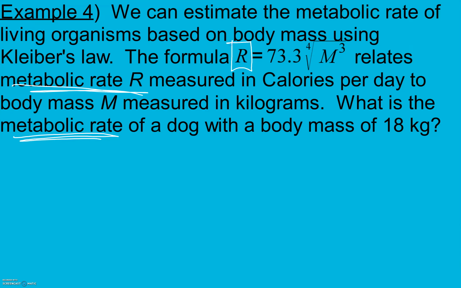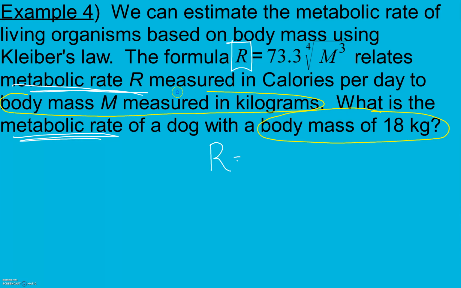We don't have to solve this at all. It's already solved for R. So we're looking for R based off a body mass of 18 kilograms. And here it says body mass is m measured in kilograms. So that's a helpful clue that we're just going to plug 18 in for m. I'm going to take 73.3 times the fourth root of 18 cubed. The hardest part of this problem, guys, is just typing it in our calculator.